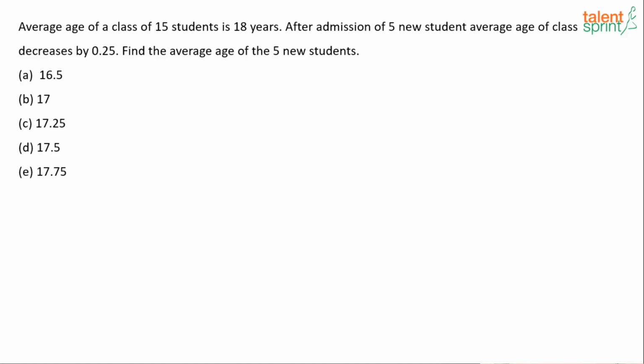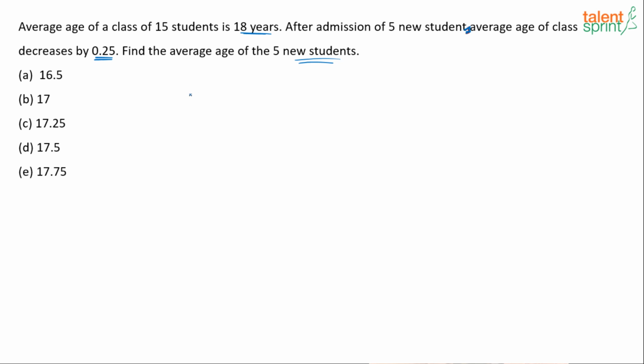Here we go. Average age of a class of 15 students is 18 years. After admission of 5 new students, the average age of the class decreases by 0.25. Find the average age of the 5 new students. Try this. There are 15 students in a class. Their average age is 18 years. After admission of 5 new students, the average age of the class decreases by 0.25. So 18 years becomes 17.75. Find the average of the 5 new students.